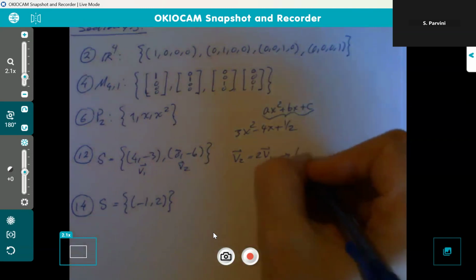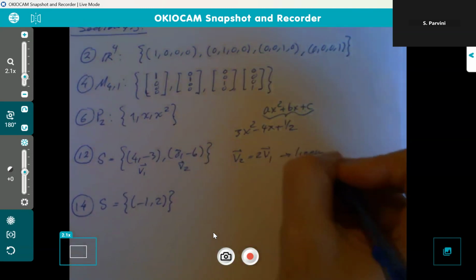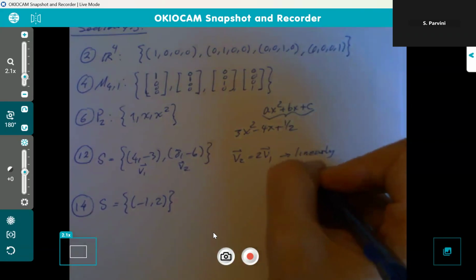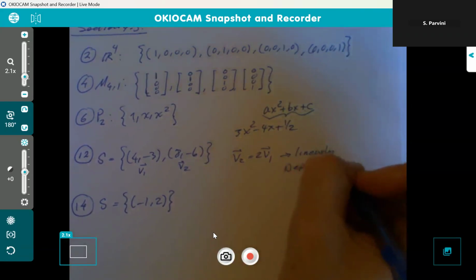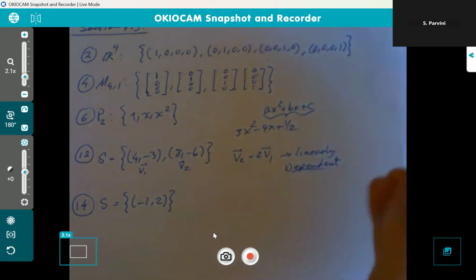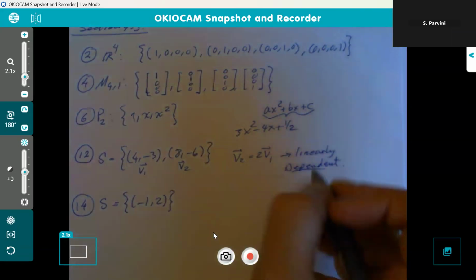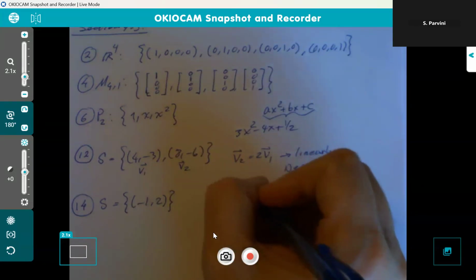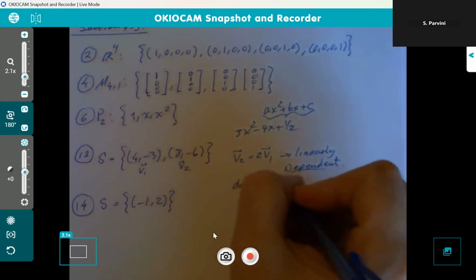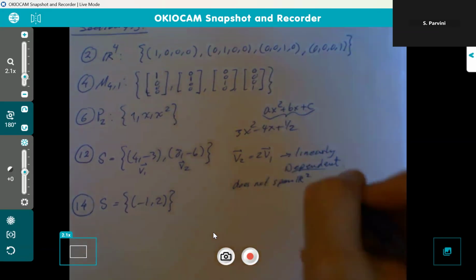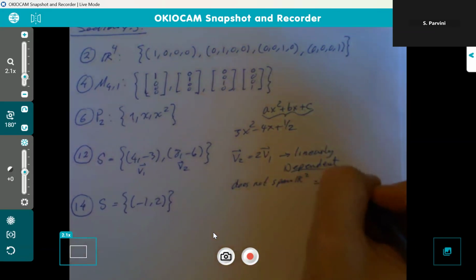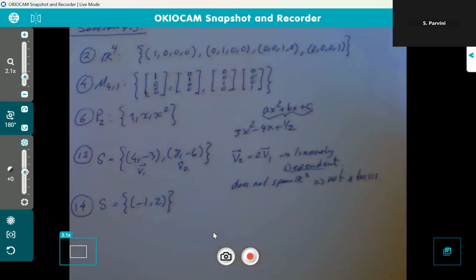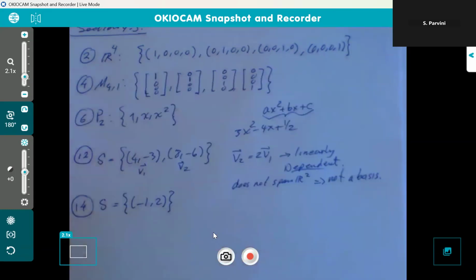Therefore, it's linearly dependent. So it cannot be a basis. So it doesn't span. If it's linearly dependent, it does not span R2, therefore not a basis. See how that works?